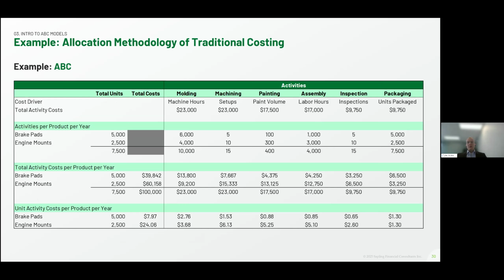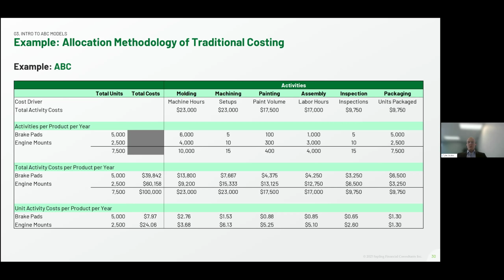With the activity cost determined, we can then move on to the final step of the ABC method, which is to allocate these activity costs to the organization's revenues. Shown at the top of this chart are these activity costs from the prior slide and their cost drivers, being machine hours for molding, number of setups for machining, paint volumes for painting, labor hours for assembly, inspections for inspections, and number of units packaged for packaging.